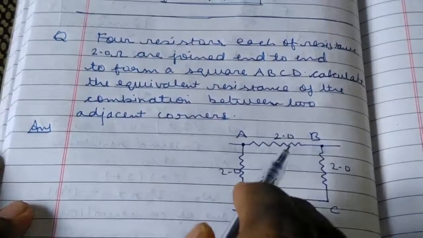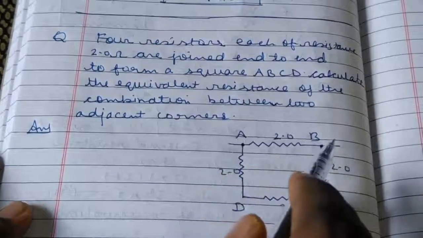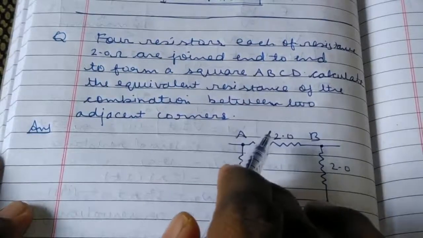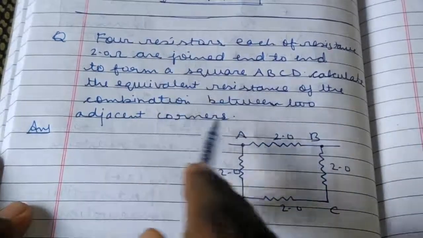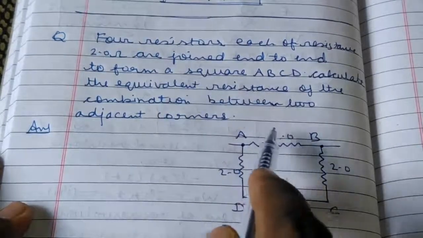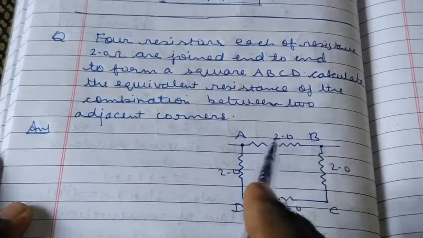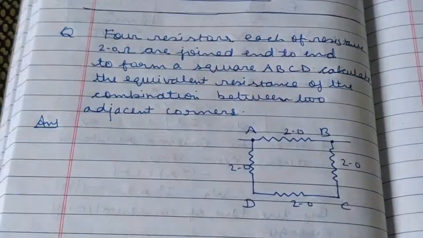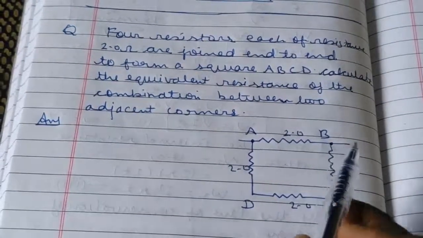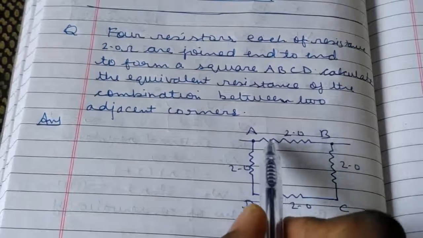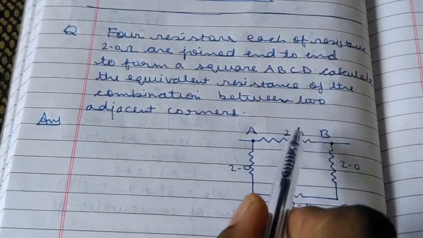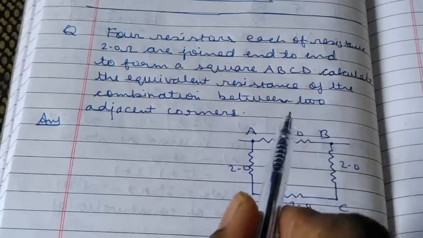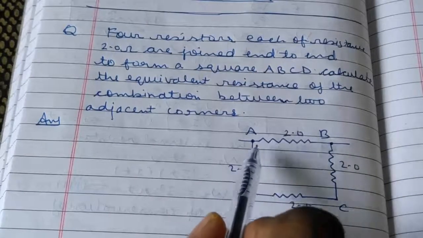Whenever you have to calculate the equivalent resistance between 2 points, always use its resistance in the last. If you have to calculate the equivalent resistance between A and B, then you will not assume in the initial this 2 ohm. Okay. First you will calculate the equivalent resistance beside this 2 ohm. Always remember, don't use those 2 points between which you have to calculate equivalent resistance.